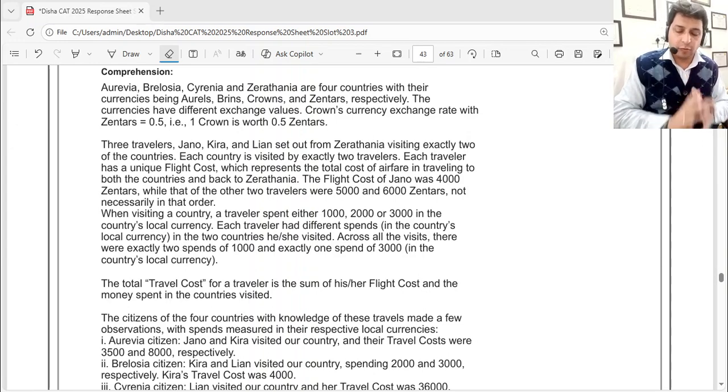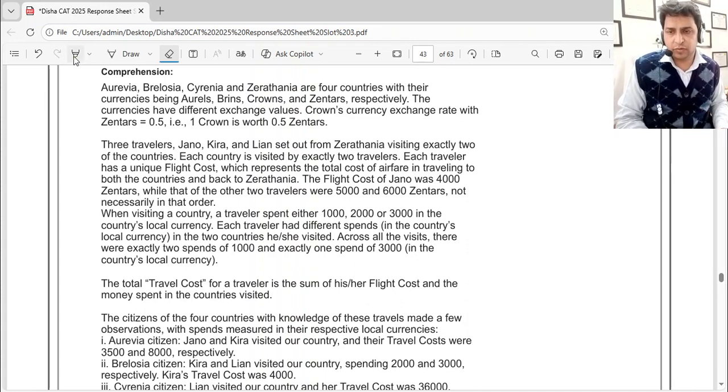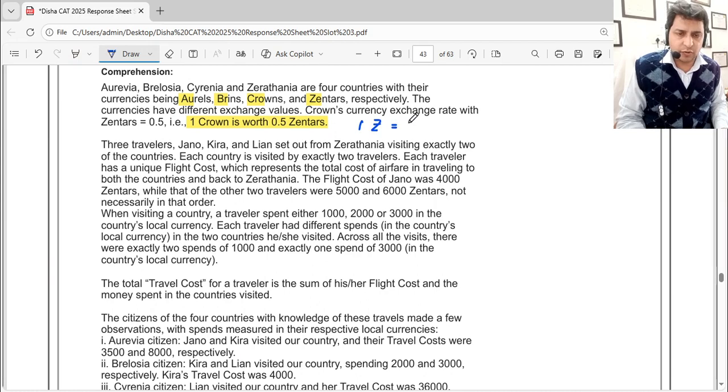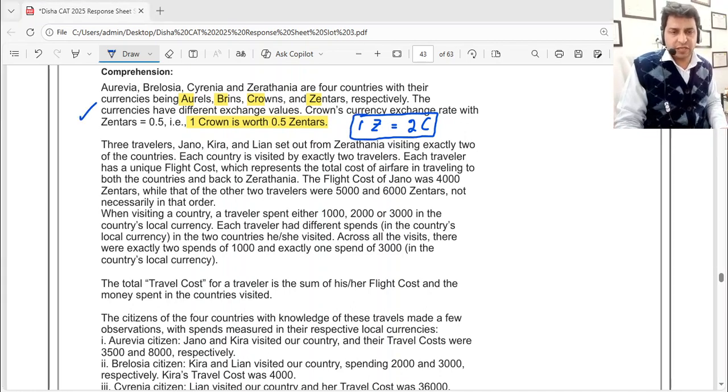This puzzle was about 4 different countries, A, B, C and Z, if we just would like to give some abbreviation to them. And then they say they have their own different currency. Again, if we can give them the abbreviation of A, B, C and Z. And then they have given a relation between two of these currencies, between C and Z, that 1 crown is equal to 0.5 Zentars, or we can say that 1 Z is equal to 2C. That is one information which you can write. So this puzzle is done. Information from here we have taken.